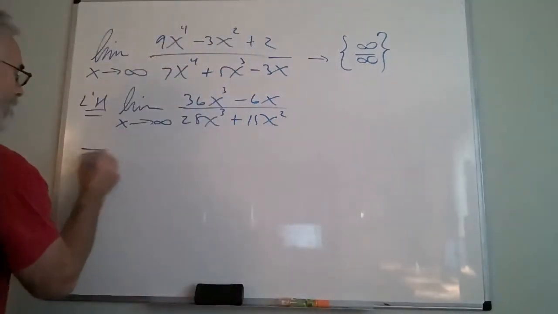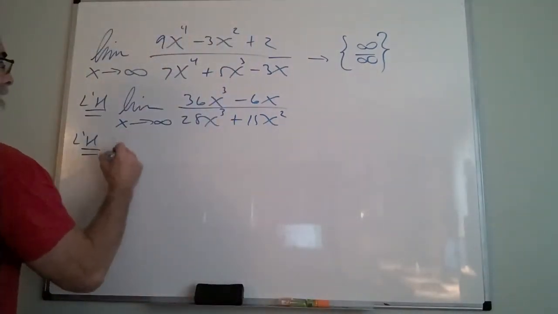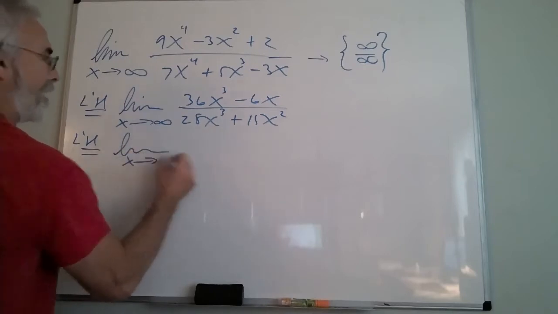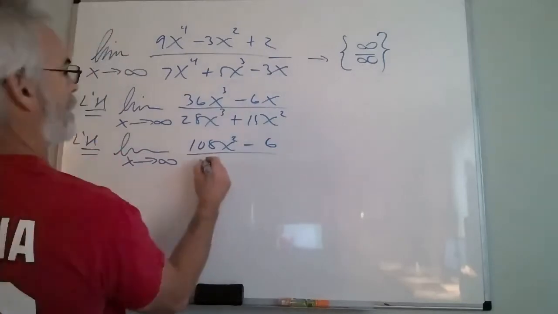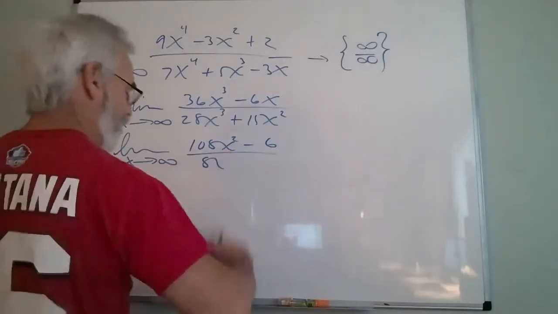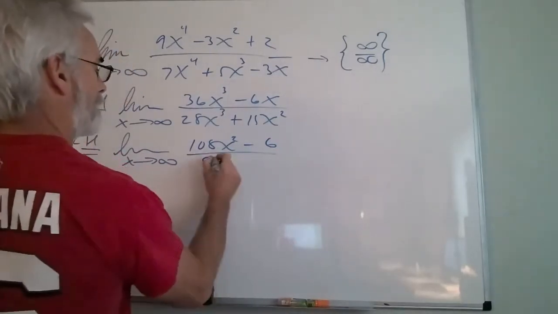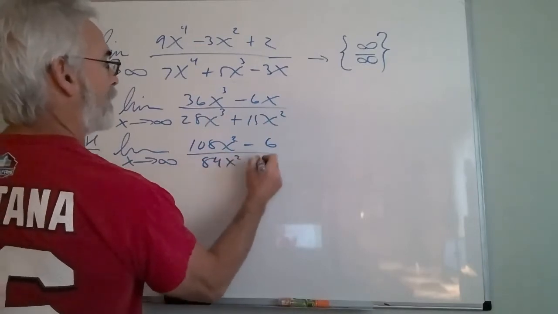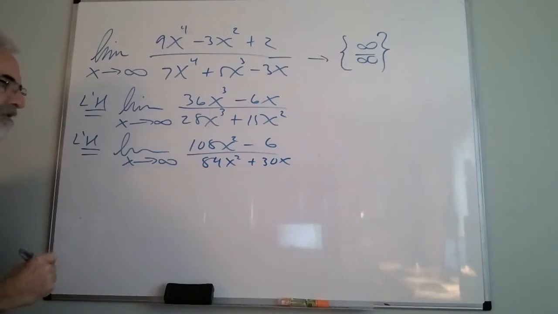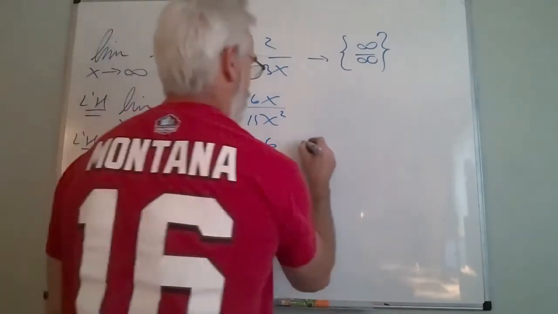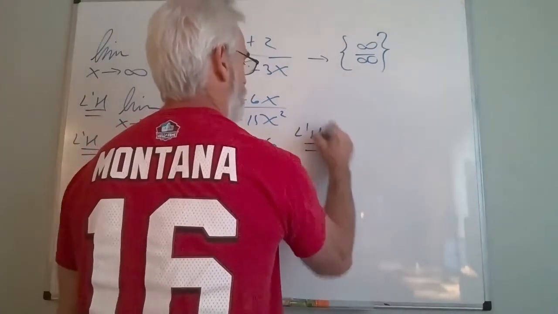So I L'Hopital it again, and I'm going to have 108x squared minus 6 over 84x squared plus 30x. And that's still infinity over infinity form. Okay, well, let's just do it again. This is so much fun. We'll just keep going.